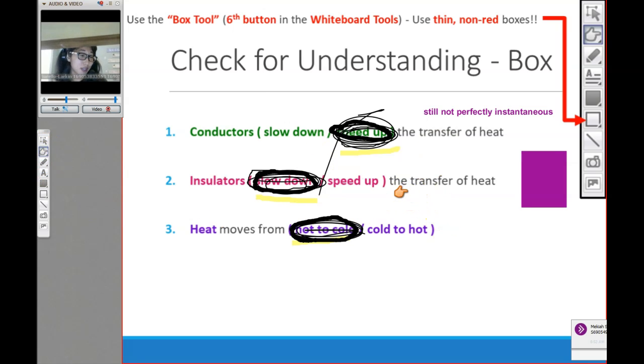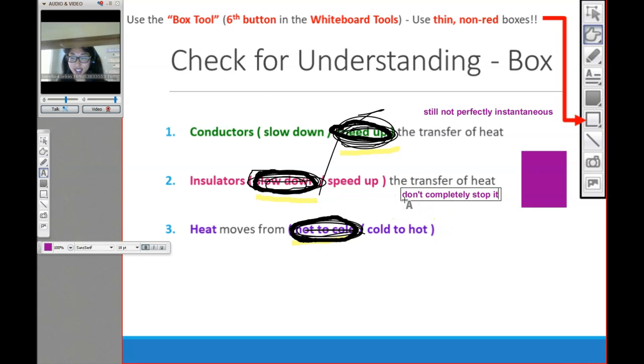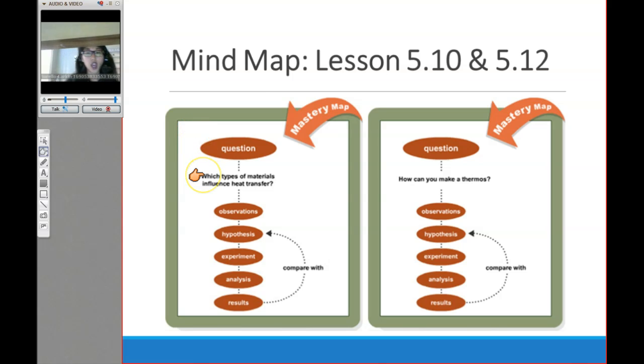But again, do they completely stop the transfer of heat? Yes or no? No, right? So they slow it down, but don't completely stop it. And you guys are right. Heat, again, moves from hot to cold when we're talking about conduction. Perfect. Okay, so today in our lab, we're going to be taking a look at a couple different things.